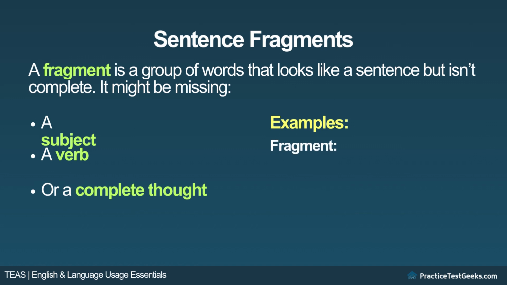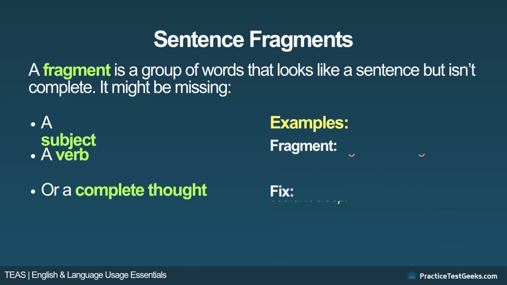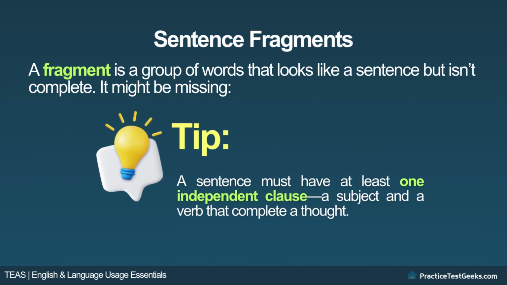Examples: fragment, because the dog was barking. Fix, because the dog was barking, I couldn't sleep. Fragment, running through the park. Fix, she was running through the park. TEAS tip: a sentence must have at least 1 independent clause, a subject and a verb that complete a thought.